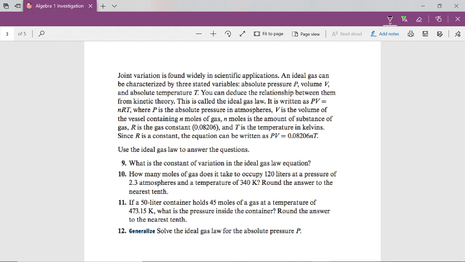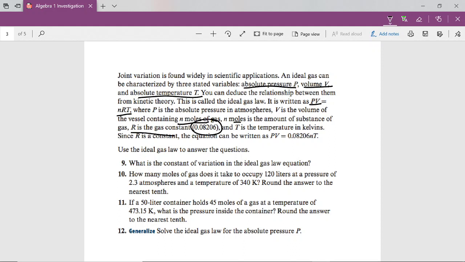An ideal gas can be characterized by 3 stated values: absolute pressure P, volume V, and absolute temperature T. You can deduce the relationship between them from kinetic theory. This is called the ideal gas law. It's written as pressure times volume equals nRT, where that temperature T we know about. And what we're saying is P is that pressure in atmospheres, V is the volume of the vessel containing n moles of gas. n moles is the amount of substance, and R is the gas constant.